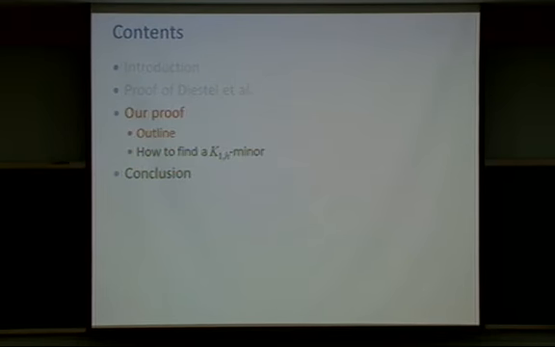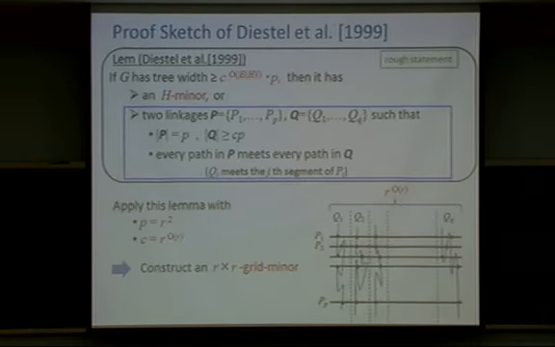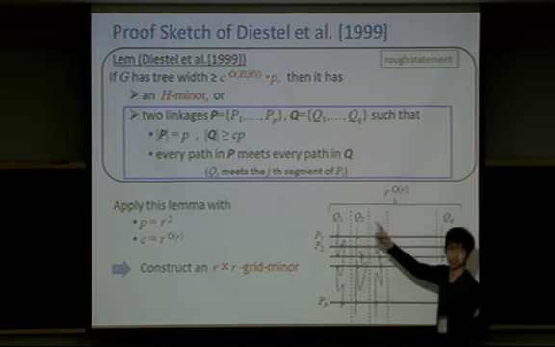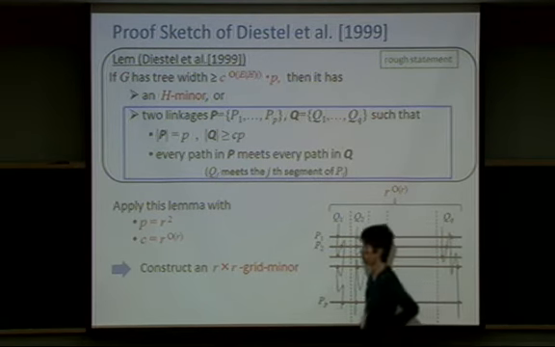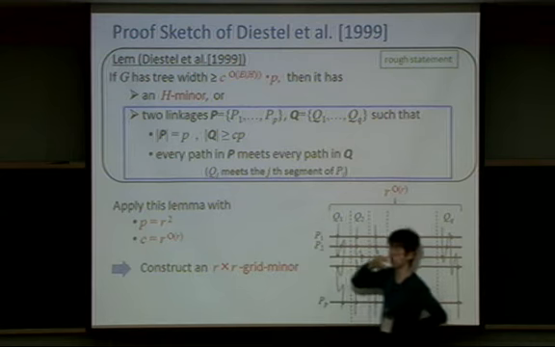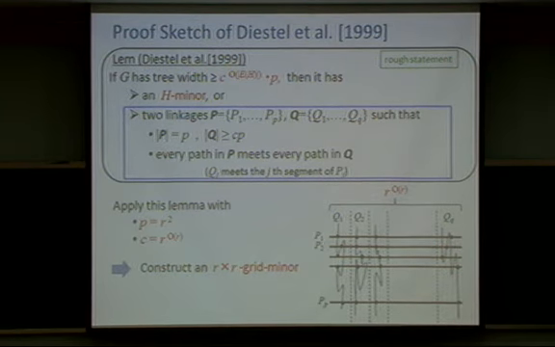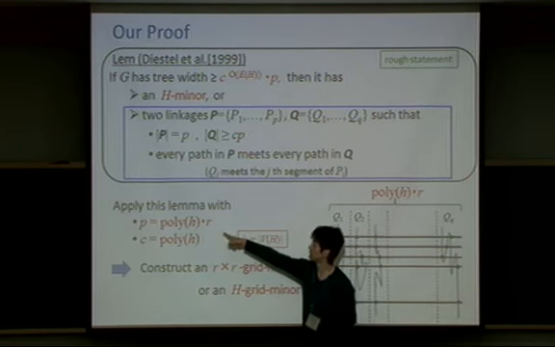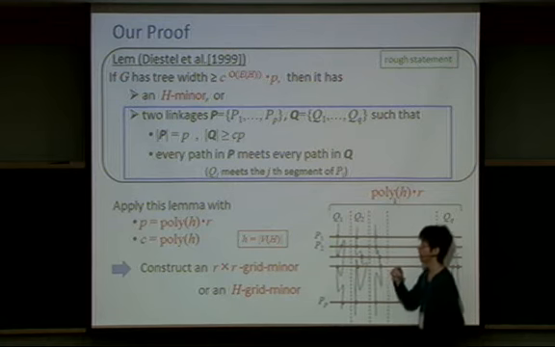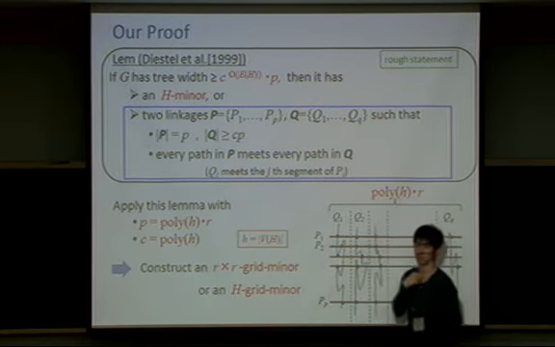So now let me give an outline of our proof. This is actually a lemma of Diestel, and we will use this lemma. And recall that they apply this lemma with these parameters. But in this case, we want to avoid this exponential function. So we use this lemma with these parameters. P is a polynomial of h times r, and C is a polynomial of h. Here, h is the number of vertices of H.